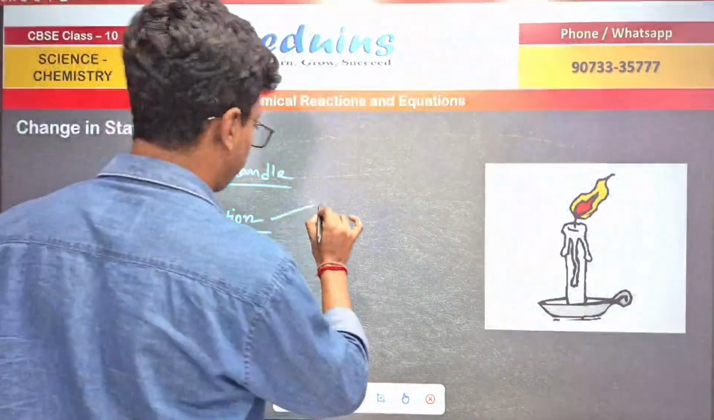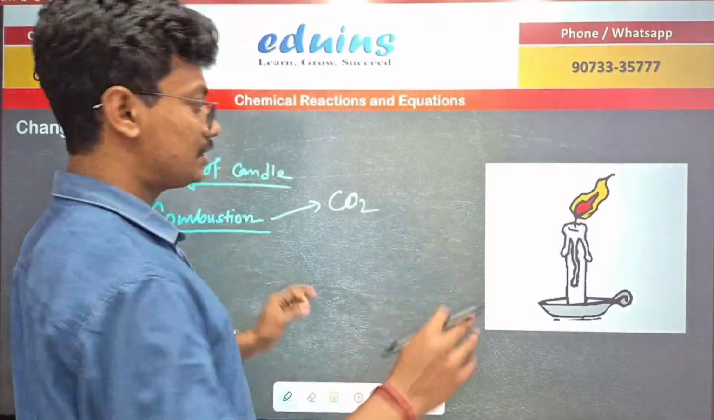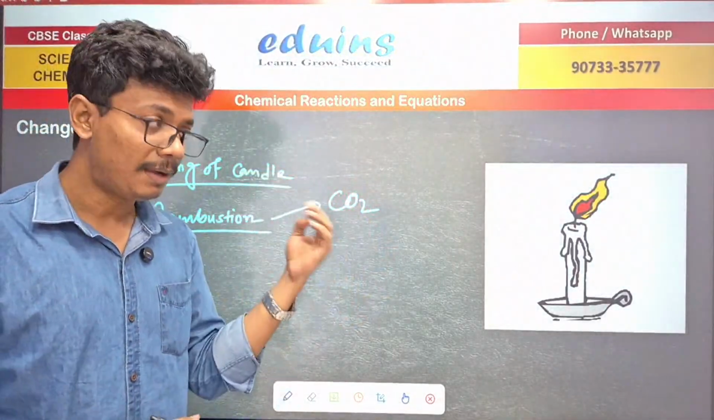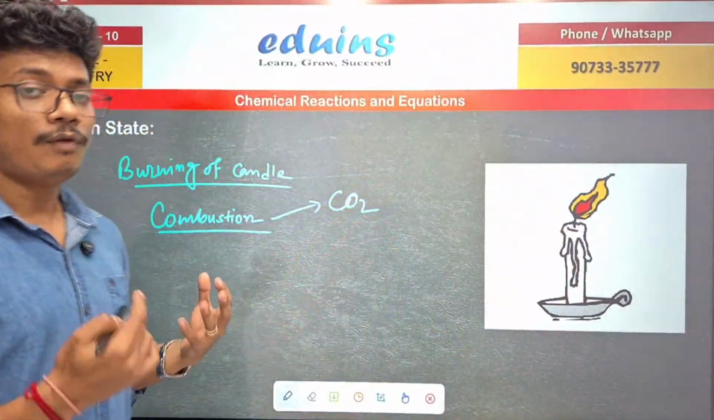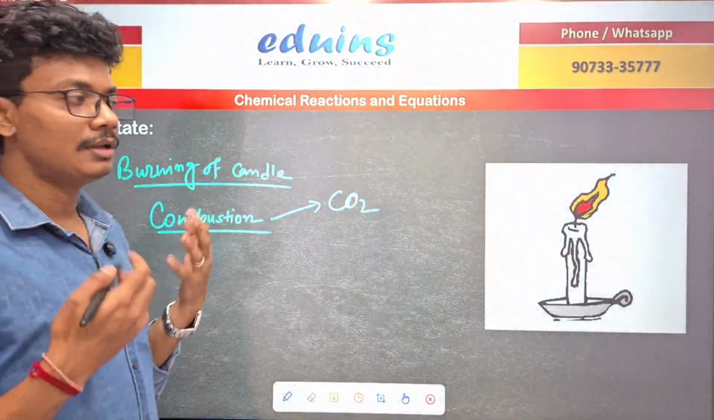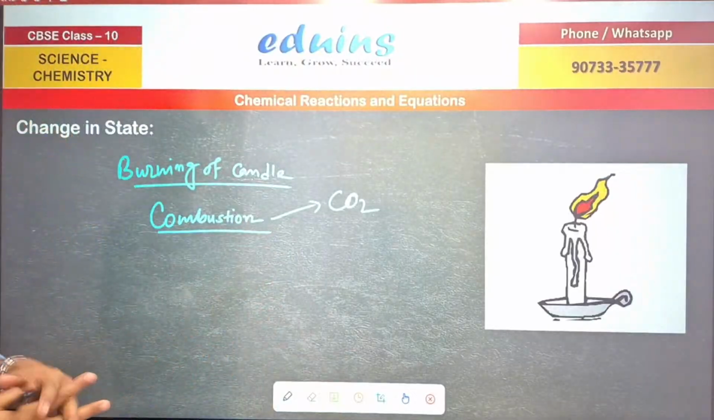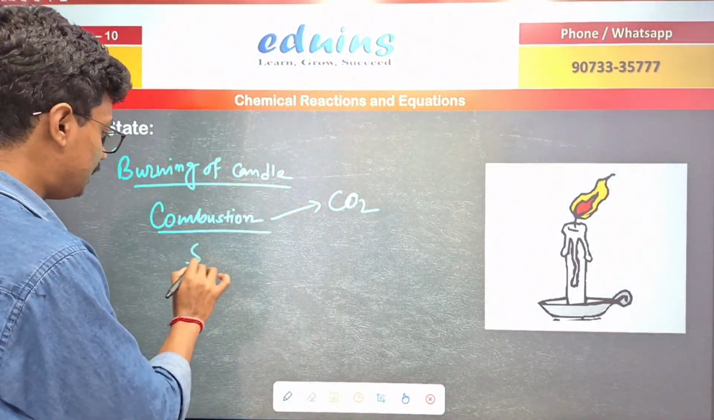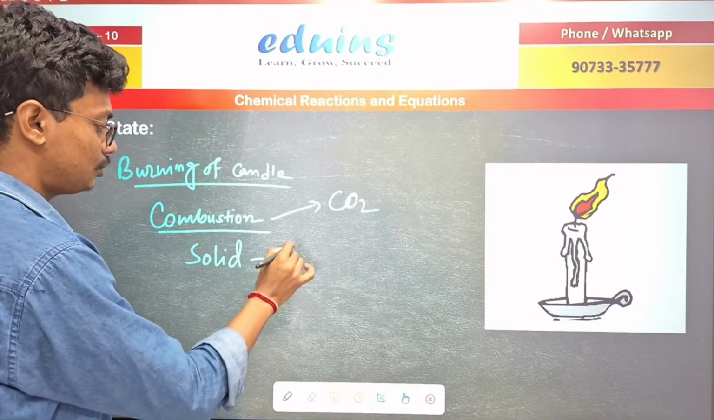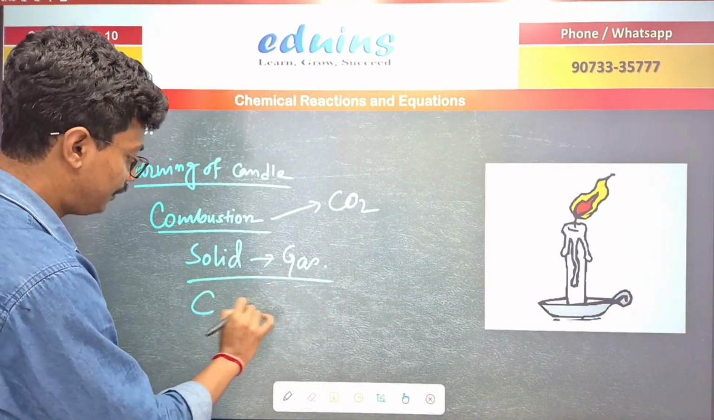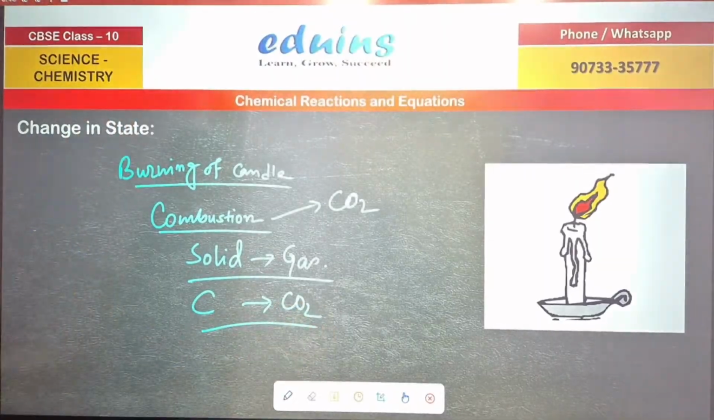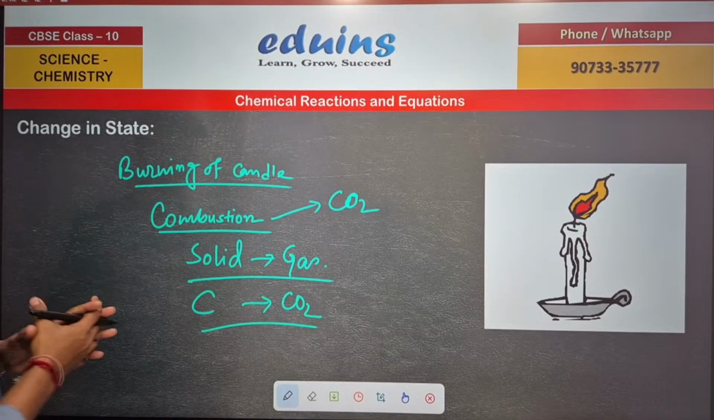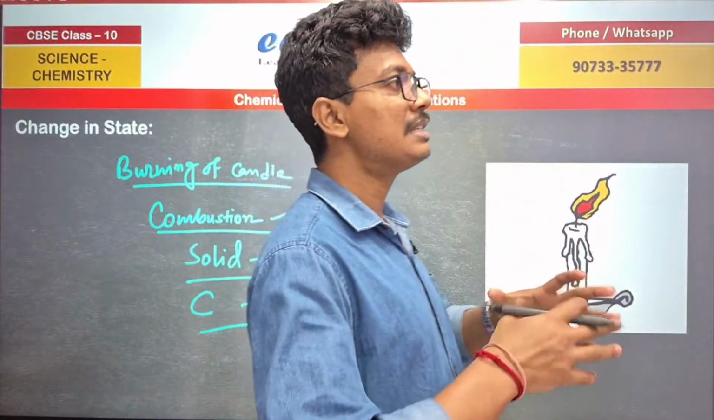By this combustion, it will form the carbon dioxide. Okay, actually the carbon from the wax forms the carbon dioxide, but most of the wax actually melts down and shows the physical change. Okay, so burning of candle actually changes its state. So from the solid to gas, from the carbon to carbon dioxide. Clear? So these are the examples of chemical reaction.